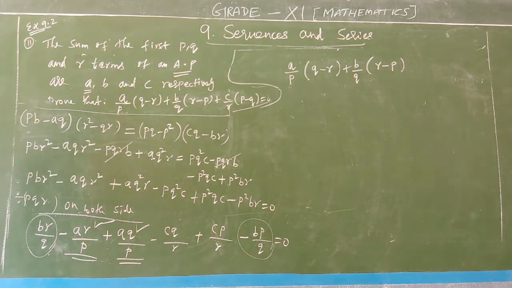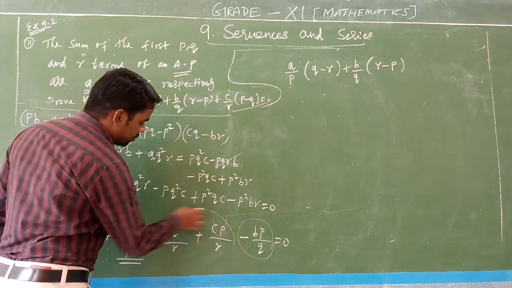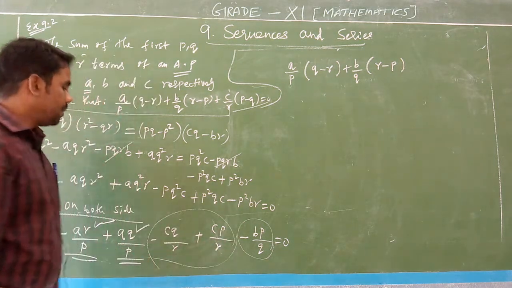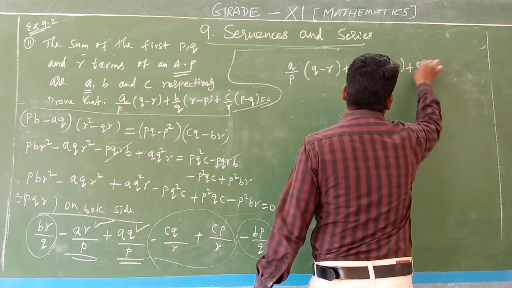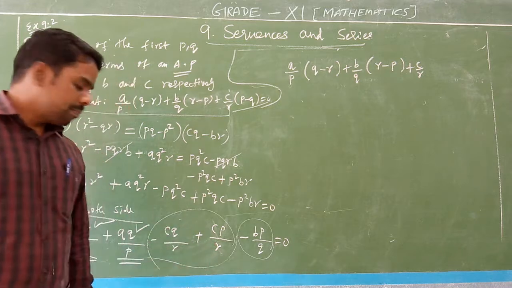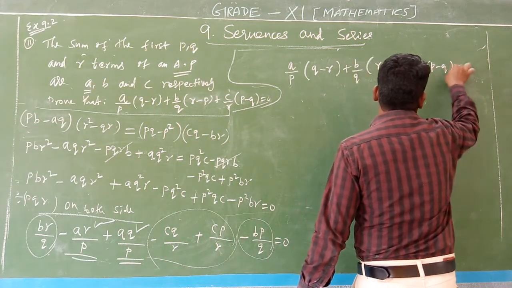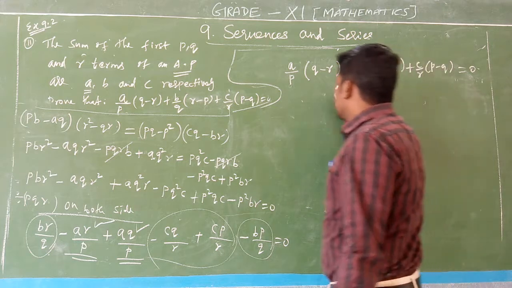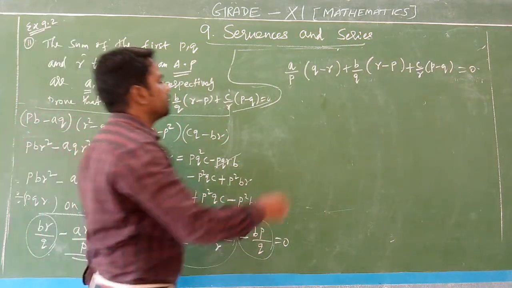Next, cq by r and cp by r. These two terms are of the same form, c by r. So take c by r from these two terms: c by r of (p minus q). P minus q is equal to 0. This is the proof, hence proved.